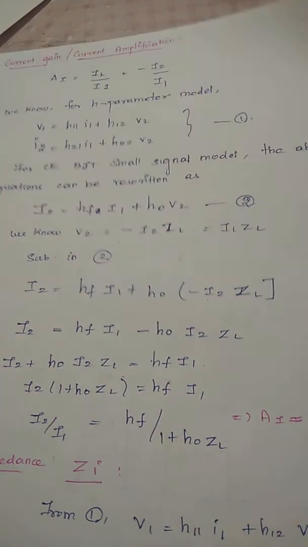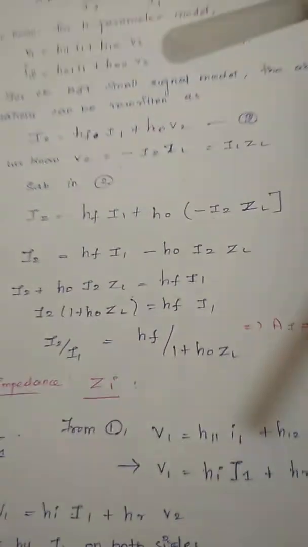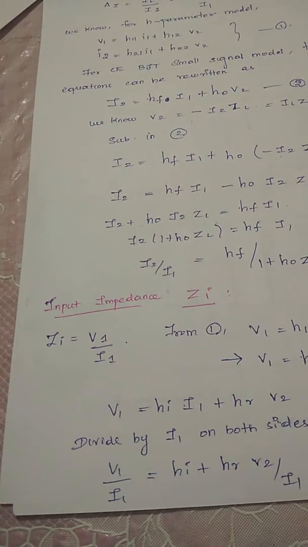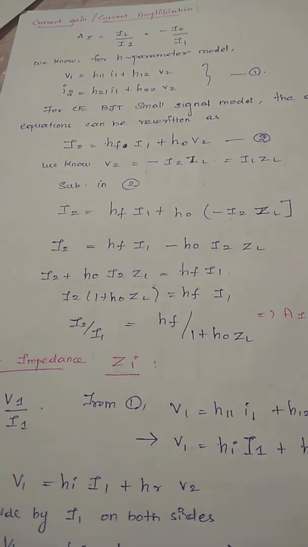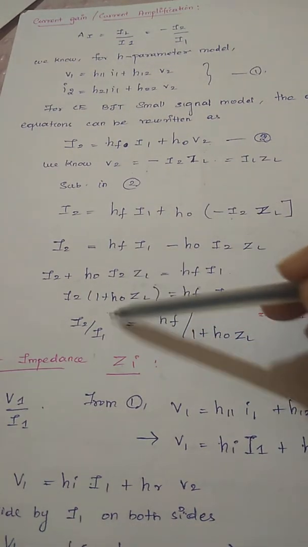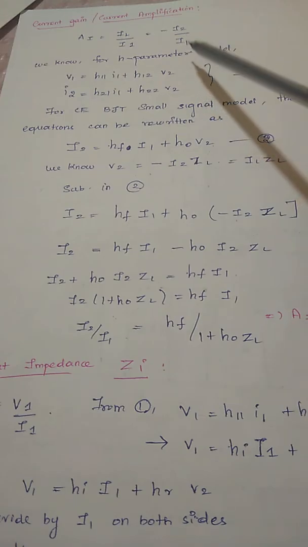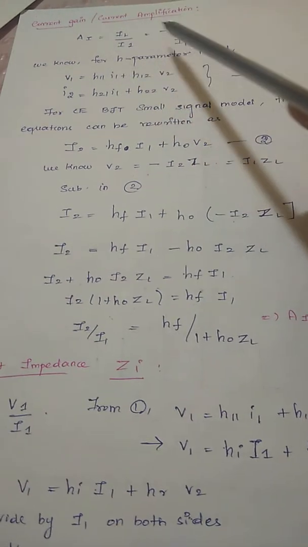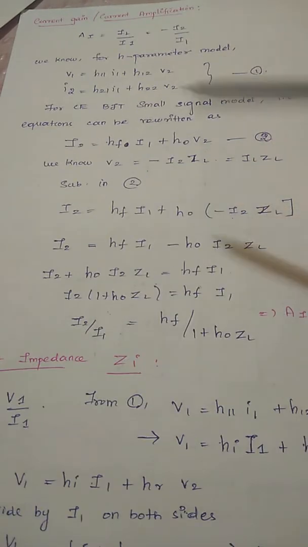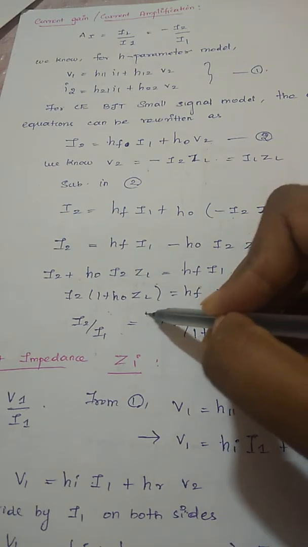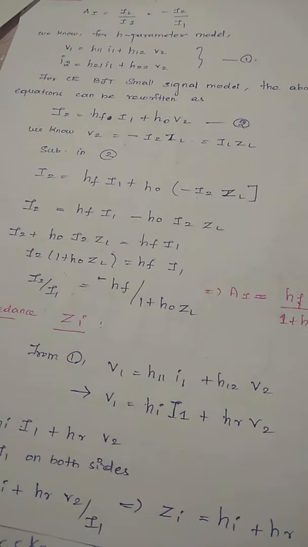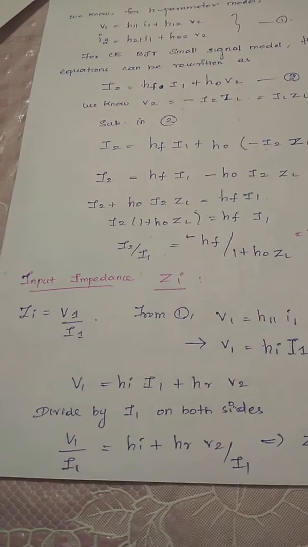So next is your input impedance. And one more thing, you have found what is I2 by I1, but here your AI or current gain is minus I2 by I1. So here if you write IL by I1 you will get a minus. Next is your input impedance.